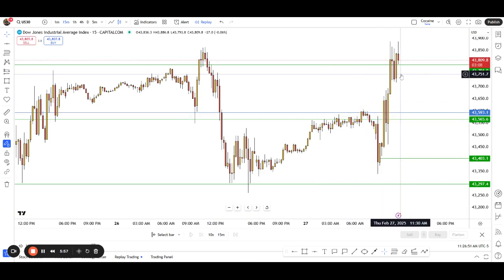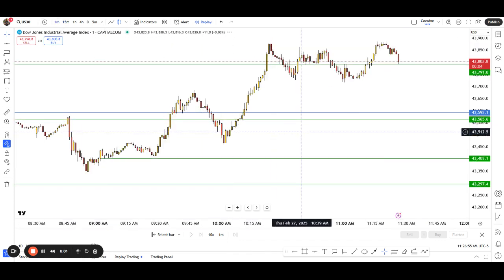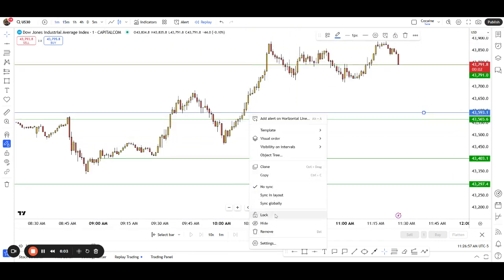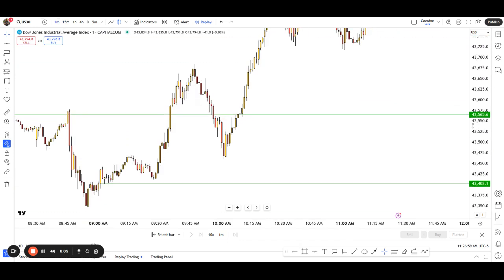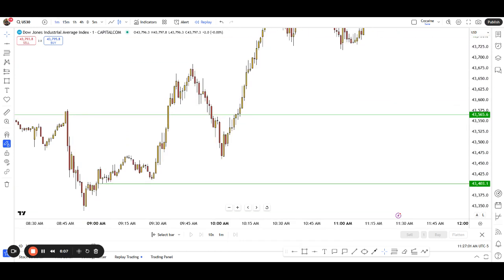When I'm entering on a lower time frame, like the one minute time frame, that's where my entries are. What I'm looking for is exactly where price is going to give me the best opportunity to go towards the start of the move, so I can take it to the higher time frame support or the higher time frame resistance.